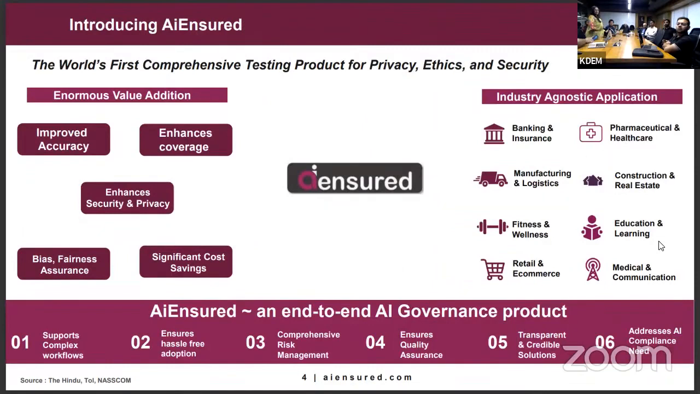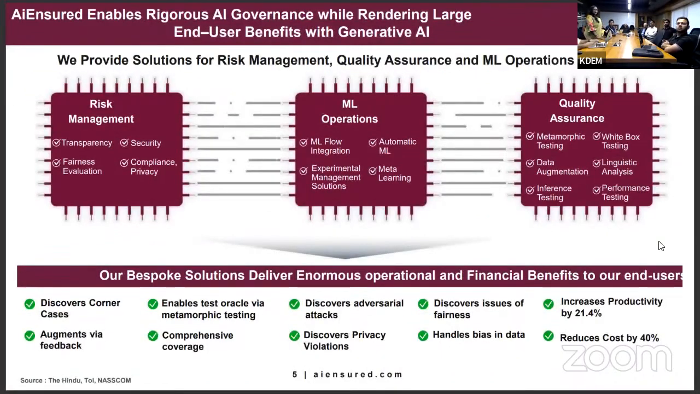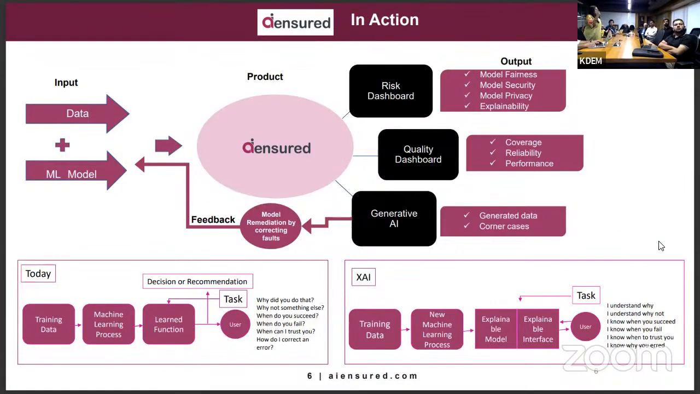So we have come up with our AI Ensure product, which not only improves the accuracy, but also enhances security, privacy, bias and fairness assurance. All these factors are a vital part of your AI governance. And how do we do that? We take the data and the model. The model is your AI product, and AI Ensure works on that using generative AI, where we come up with relevant targeted data on which your product would fail.